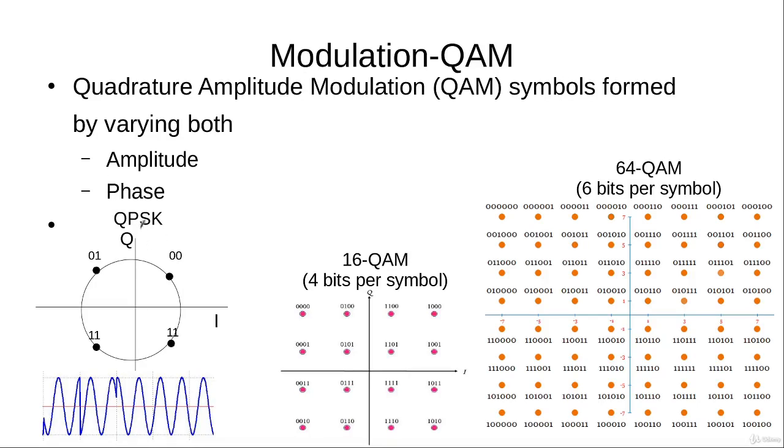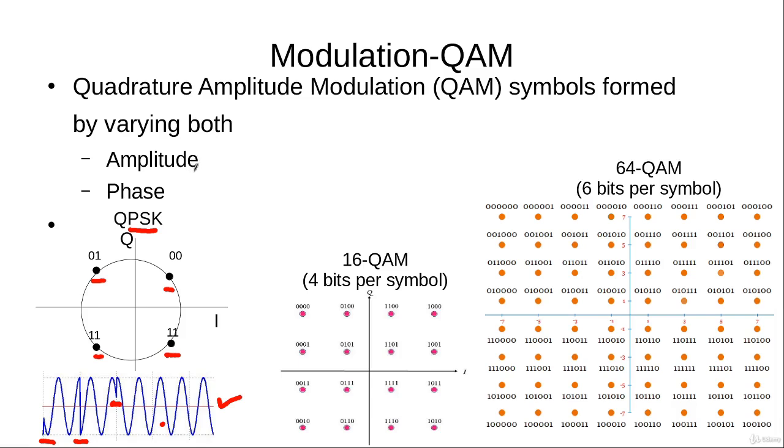Now, in the case of quadrature phase shift keying, we have 4 symbols that have different phases, but they have the same amplitude. That means that all these symbols are lying on the circle. So if this is the waveform of the QPSK modulated signal, you can see that there are 4 phases, but the amplitude of the signal remains the same.